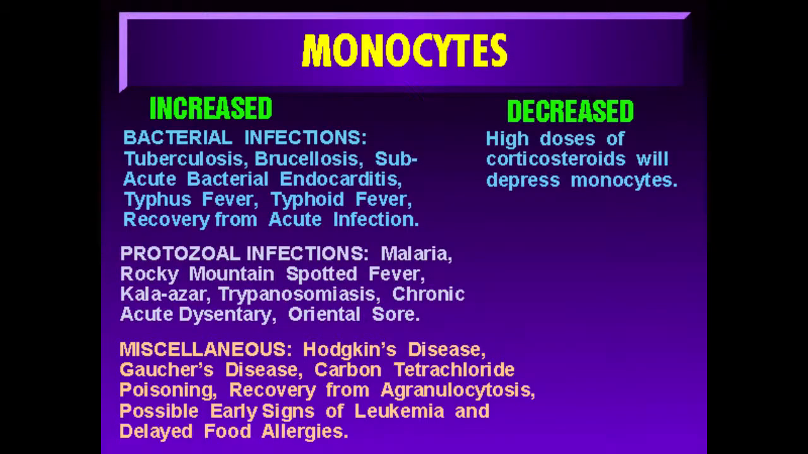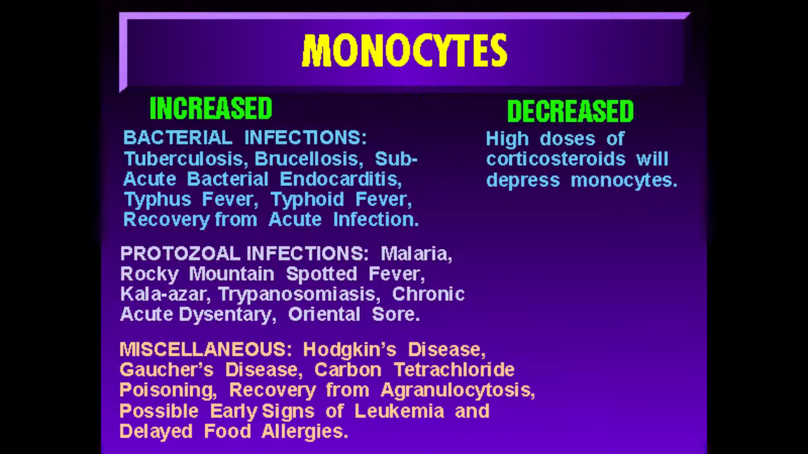Primarily concerned with phagocytic activity, the monocytes elevate in a host of diseases in pathological conditions, such as bacterial infections, during the recovery from acute infections, and protozoal infections, and amoebic dysentery. They also are increased in Hodgkin's disease, Gaucher's disease, carbon tetrachloride poisoning, during the recovery from agranulocytosis, and they may be an early sign of leukemia.